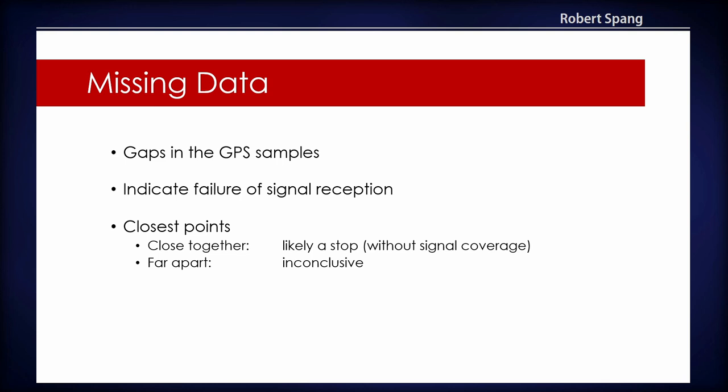We can interpret that and say, okay, let's look at the last sample that we recorded and the first sample just after the gap. If they are close together, then it's quite likely that we were just stopping and not recording anything because of, you know, buildings. In another example, you board a plane, you don't record any GPS data either, but your position would be very far apart between the first and the last sample, right? In this case, it's just inconclusive. We can't decide anything here. Maybe the phone or the tracker ran out of battery or something. We don't know. But we actually can assume a stop when these 2 points are very close together within this gap. So that's what we do here.